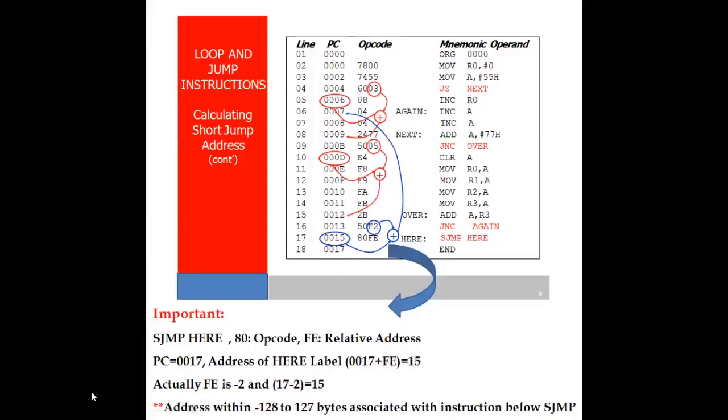What is FE? Actually, FE is -2, means we are getting the 2's complement form of 2, which is indicated by FE. Whenever it is added with this, we are generating actually 17 minus 2, which is equal to 15. So 0015 is the location where the SJMP here will be executed, then it will transfer the control to this location 0015. But you have to remember whether the address is within the range -128 to 127 bytes, which is associated with the instruction below the SJMP. So now it is valid because the address is within this range.